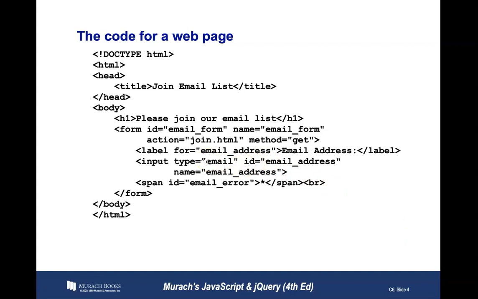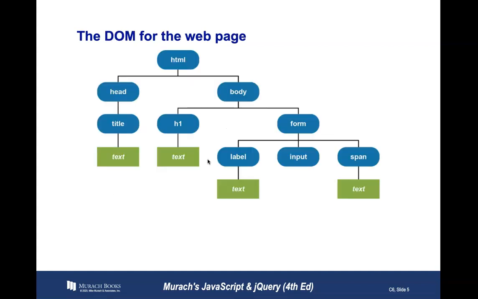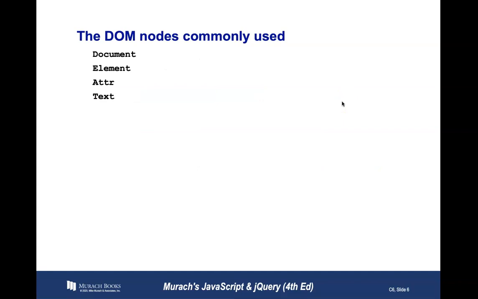So input type email would open up a keyboard with letters and the @ symbol. And once again, we have the span. So this is the document object model with levels for that previous web page that had the form. Now, nodes. The nodes that are commonly used are document, element, attribute, and text. So these 4 keywords are going to be targets for when we target the DOM. We can target an element's text, we can target its attribute, we can target the entire element itself, and we can also target the entire document.